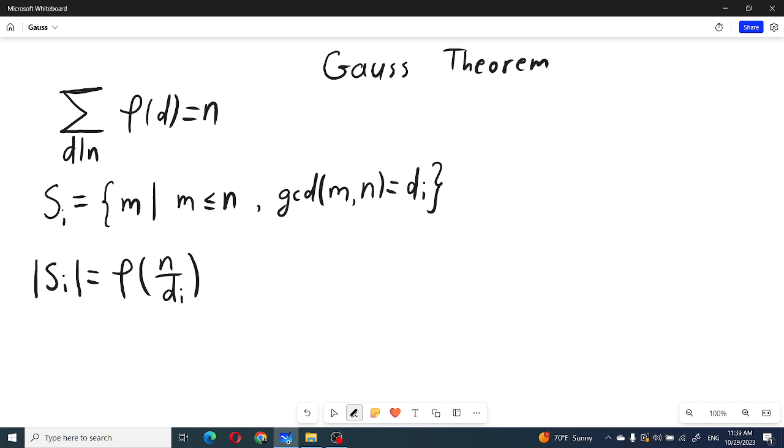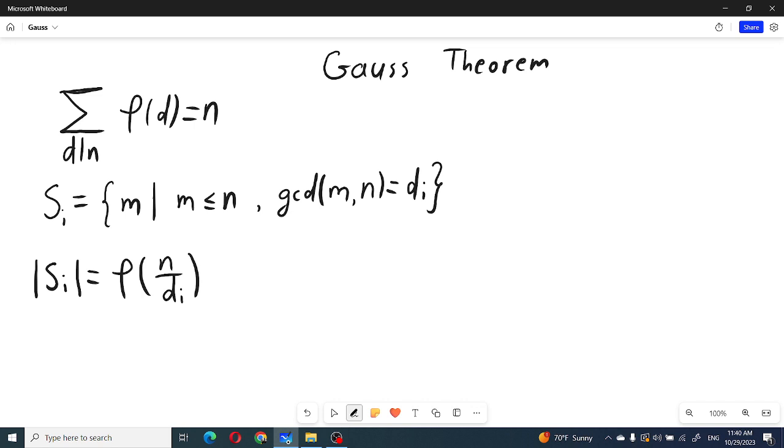To prove this, we need to take the set S_i. There we need to insert numbers m, where m is less than or equal to n, and the GCD of m and n equals d_i. We will now show that the size of S_i must be equal to phi of n over d_i.